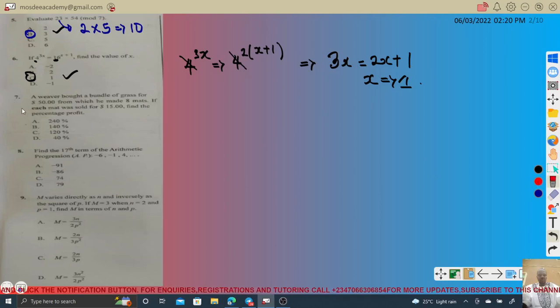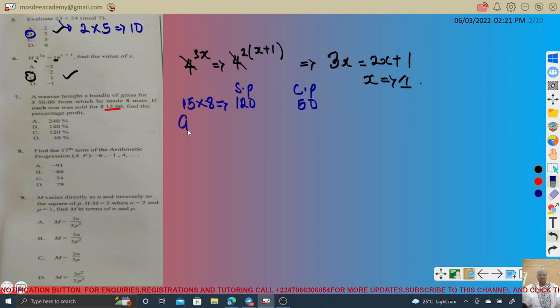The next is the question on this. A weaver bought a bundle of grass for $50, from which he made 8 mats. If each of the mats was sold for $15, find the percentage profit. I don't think there's a problem for us. Percentage profit is selling price minus cost price. So 15 each times 8. 15 times 8 should be 120. So 120 is the selling price. Then the cost price was given to be 50.